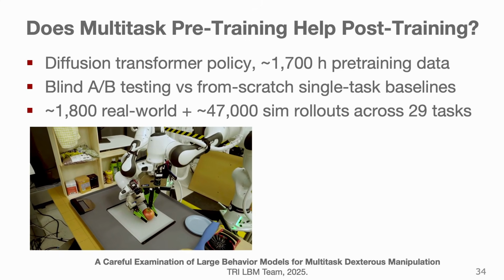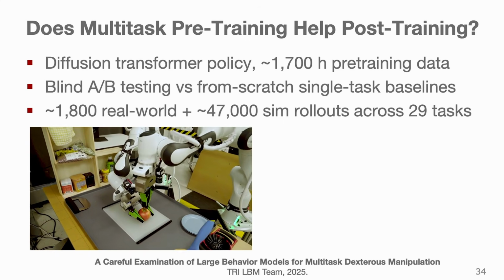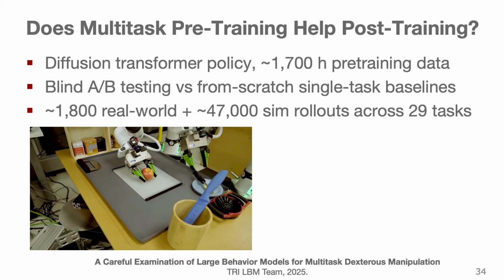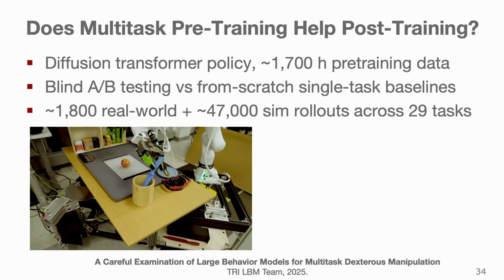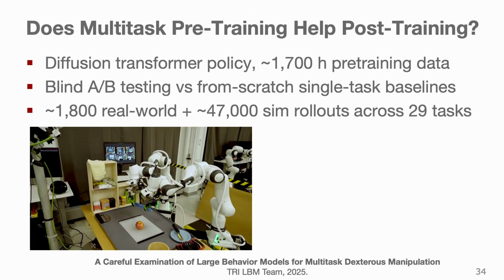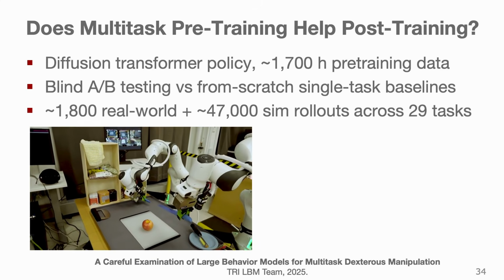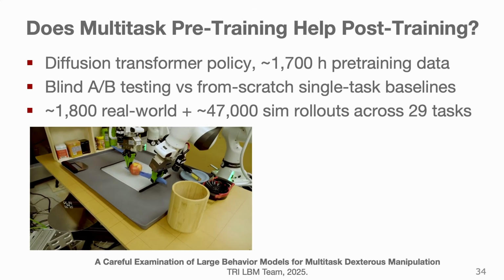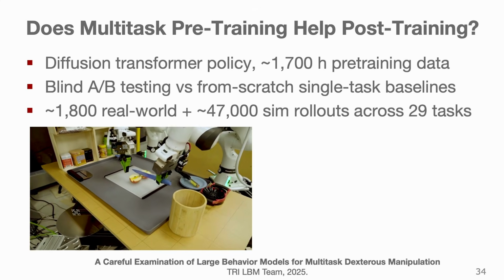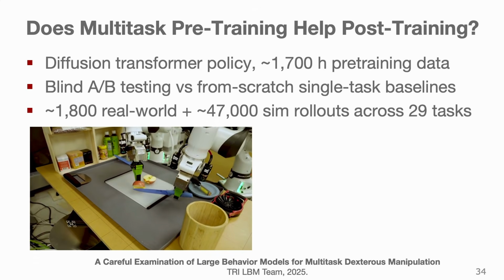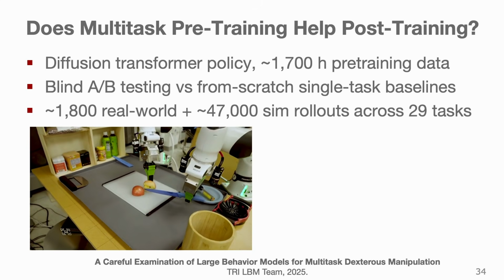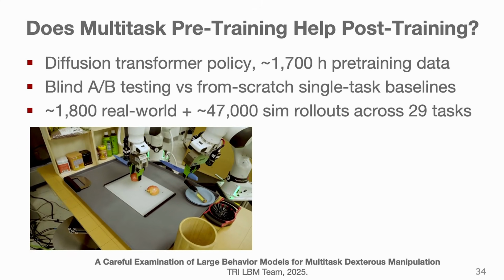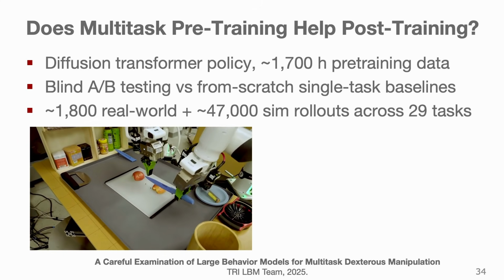Now, this work from TRI, on the other hand, tried to answer the question, does multitask pre-training help post-training? This is something that many in the community believe to be true, right? But in robotics, determining this is not trivial. So I recommend reading this paper because they did a very rigorous study by evaluating diffusion transformer policies that were trained on around 1,700 hours of pre-training data, including the OXE data sets.